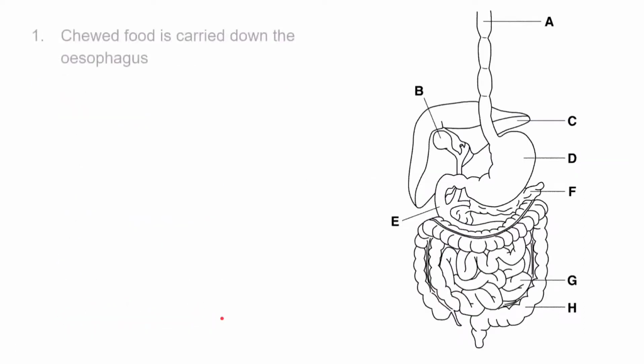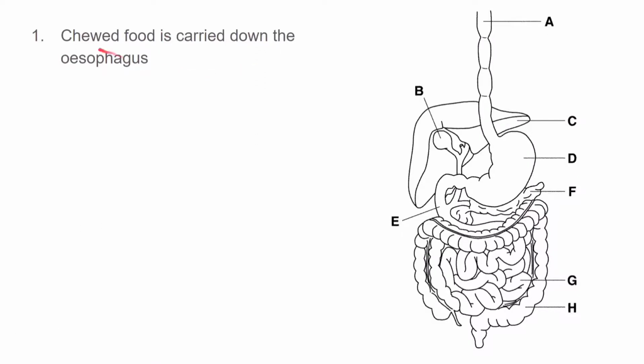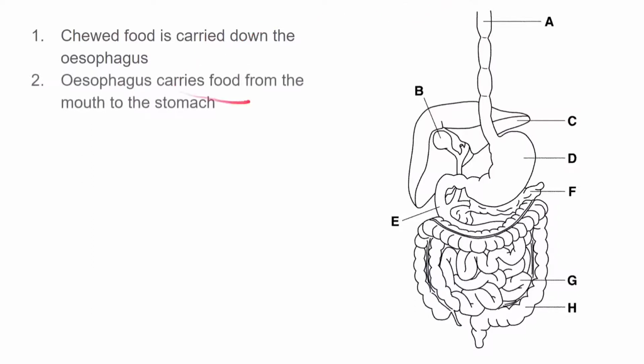Next, when the chewed food is done in the mouth, we swallow it, and it is carried down the esophagus. This is the esophagus here. This esophagus carries food from our mouth to the stomach. So our mouth, you can imagine, is somewhere up here, and this esophagus carries the food down to our stomach here.